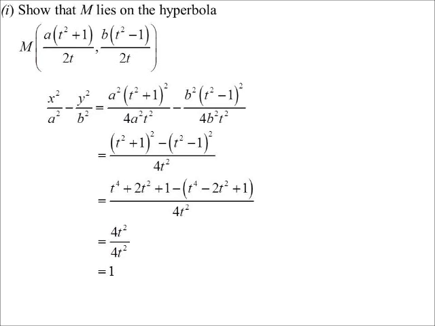But because this was a show that question, I didn't want to go straight to 4t squared, because it might look like I've just jumped to there, and so that equals 1. So I actually did bother to expand the whole thing out so we could see that is 4t squared on 4t squared, which is 1. So yes, M does lie on the hyperbola.